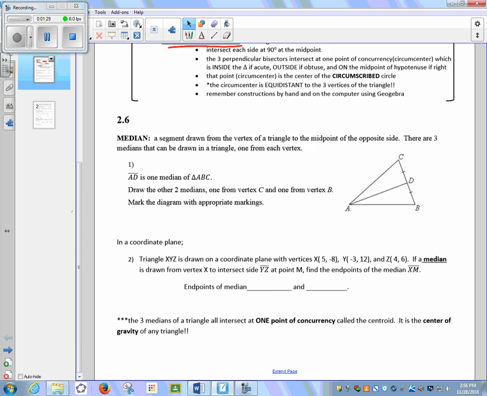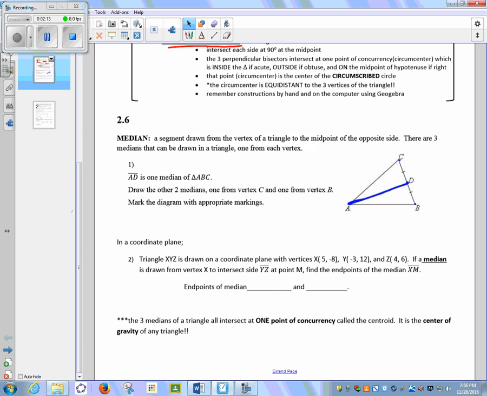A median, by definition, is the segment drawn from the vertex of a triangle to the midpoint of the opposite side. So in this diagram, you can see we're at vertex A. The vertex or the vertices are the 3 points on the corners of the triangle, right? So we're at vertex A, and then we find the midpoint of the side across from A. So if this is angle A, remember the side opposite that is directly across. So to draw the median, you're going to start at the vertex and end at the midpoint of the opposite side. So that's the median.